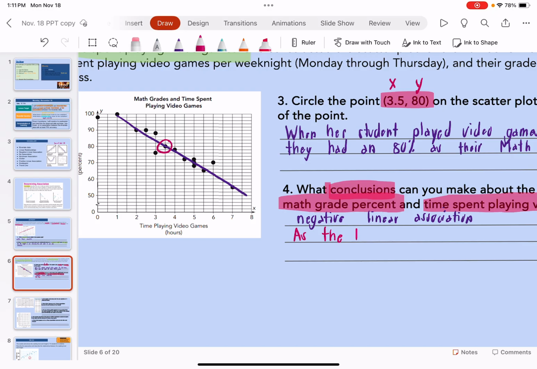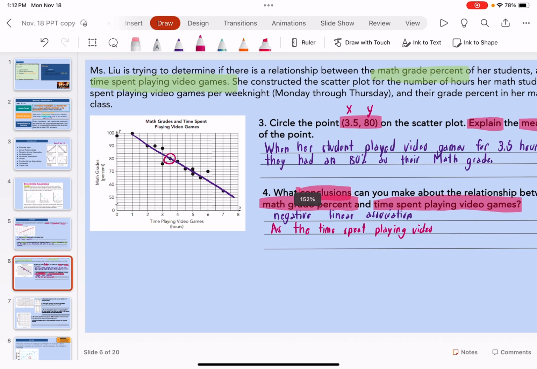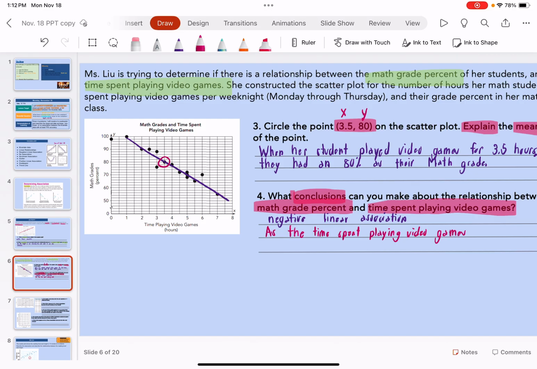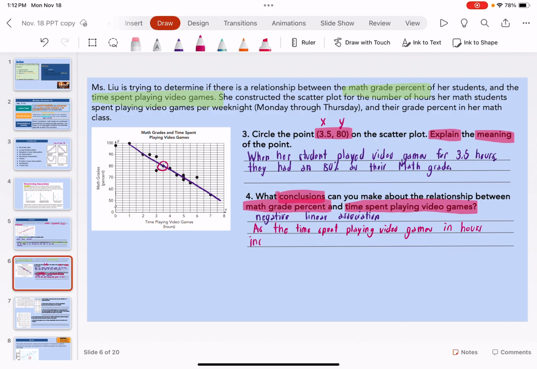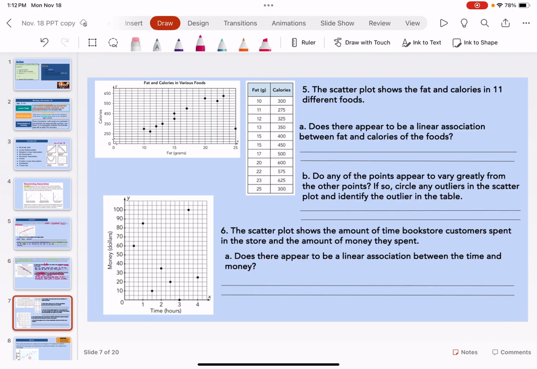So as the time spent playing video games in hours increases, the math grade in percent decreases, because that is what a negative linear association is, right? As one increases, the other decreases, as one of the units or the variables.